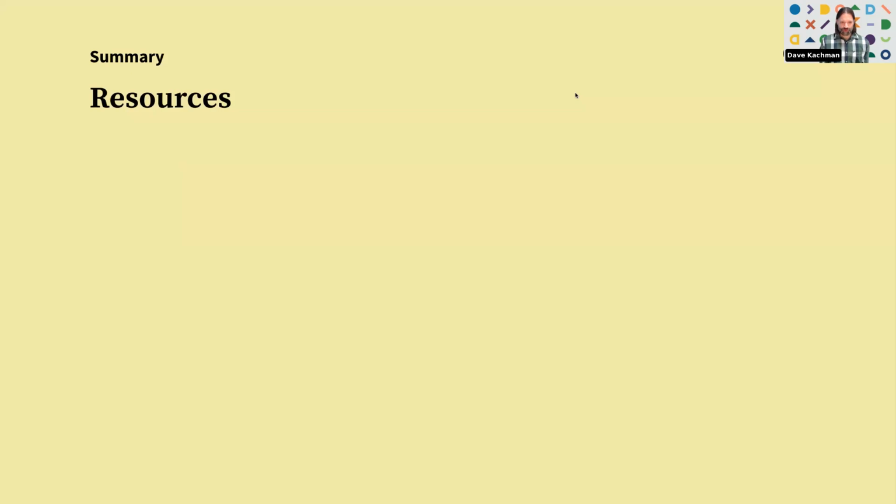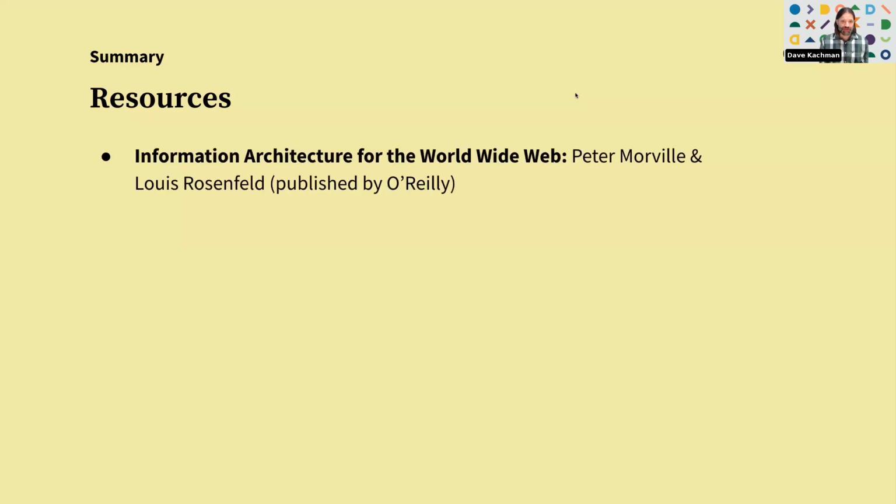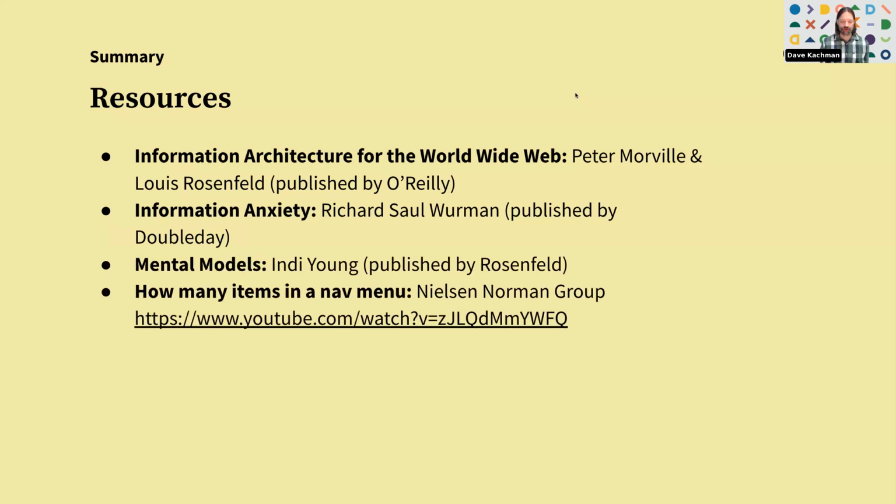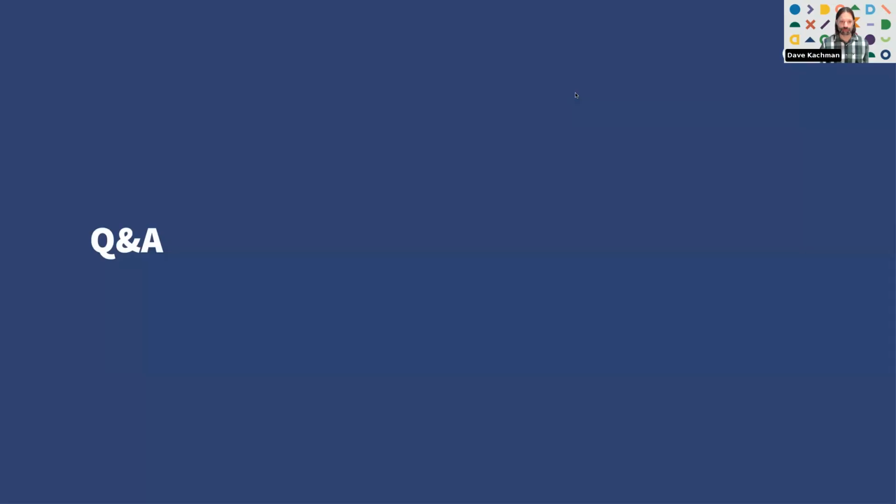Now, resources-wise, I mentioned a bunch of them throughout the deck. If you want to learn anything more about information architecture, this book has been the seminal work for quite some time, and it's stood the test of time. Also, Information Anxiety is a good read. We have our mental models, if you want to learn more about that, and then Nielsen Norman Group has a great section on how many items in a nav menu. And that brings us to our Q&A.